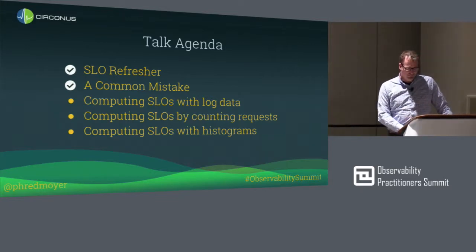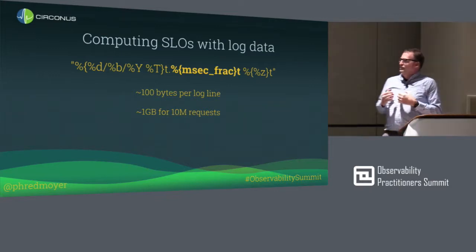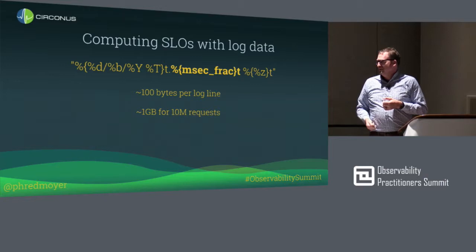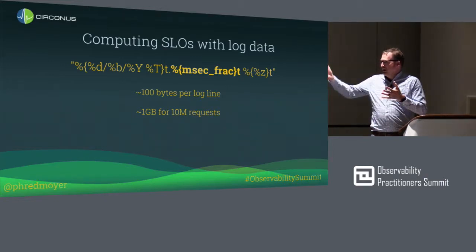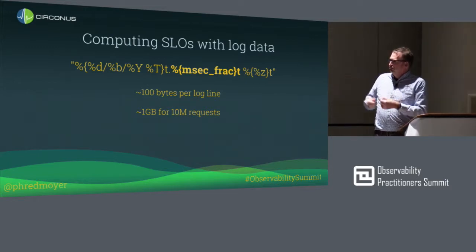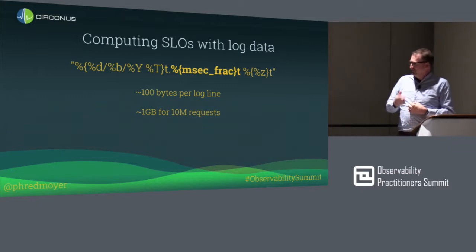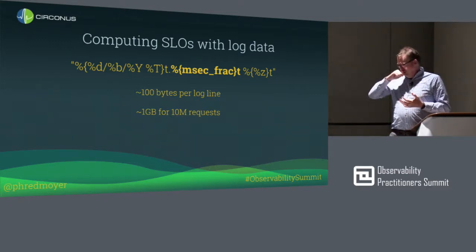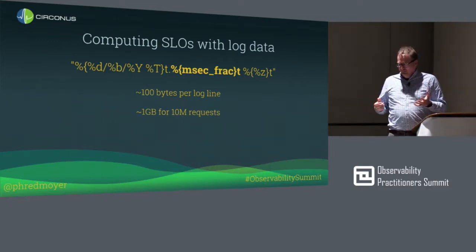So we took a look at a common mistake. Let's see how to do things the right way, first by computing SLOs with log data. This is an example Apache log format. We track our request latency in milliseconds right there. This one log line is about 100 bytes, and it hasn't been optimized with nanolog, shout out to that. But if we have about 10 million requests here, it's about a gig. Not a huge amount, but it's got some mass to it.